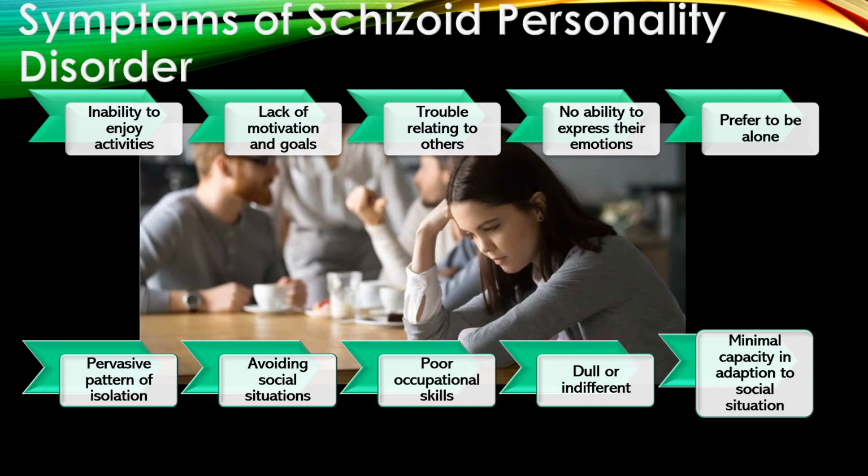According to the DSM-5, symptoms of schizoid personality disorder include the following 10 points. First, inability to enjoy activities. Second, lack of motivation and goals. Third, trouble relating to others. Fourth, no ability to express their emotions. Fifth, prefer to be alone. Sixth, pervasive pattern of isolation. Seventh, avoiding social situations. Eighth, poor occupational skills. Ninth, dull or indifferent. And finally, number 10, minimal capacity to adapt to social situations.